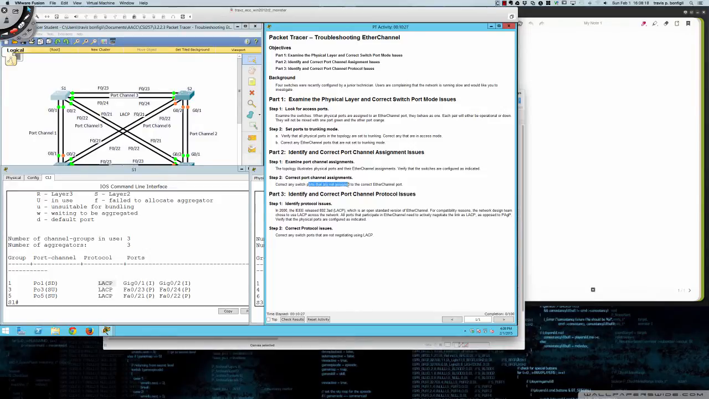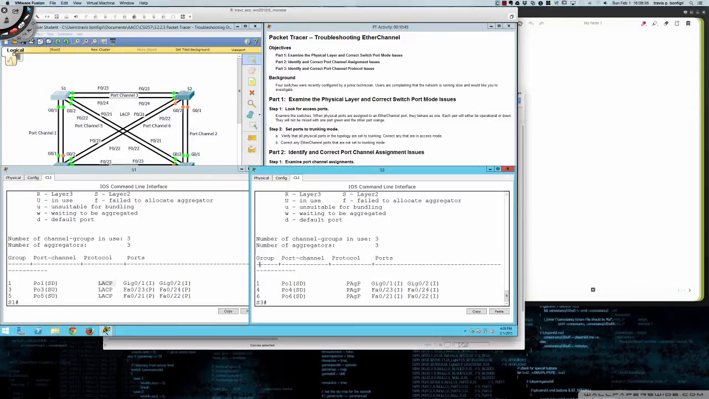Correct any switch ports that are not assigned correctly. And I want to make sure, verify the physical ports and topology. Set to trunking, correct any that are in access mode. Set to trunking mode. So it looks like this may be open to us to go ahead and pick where we want to make the changes.